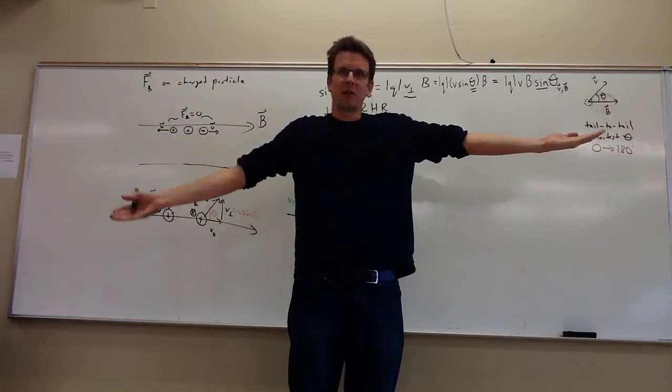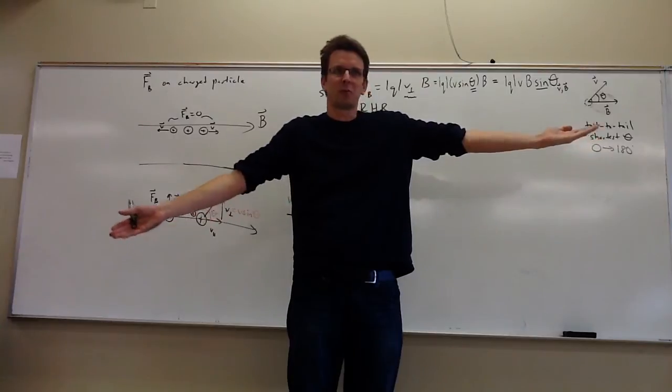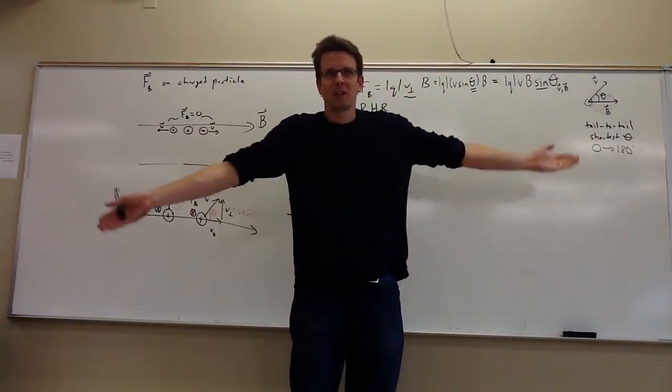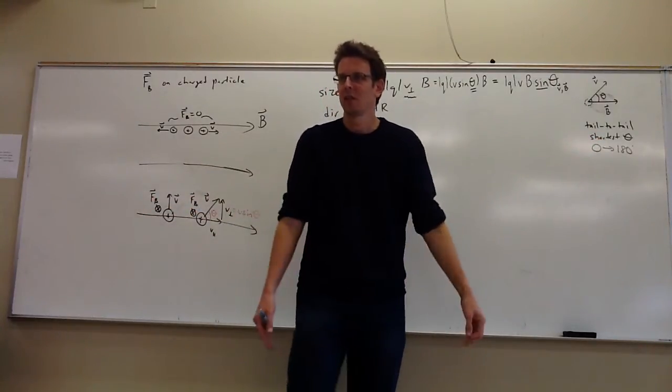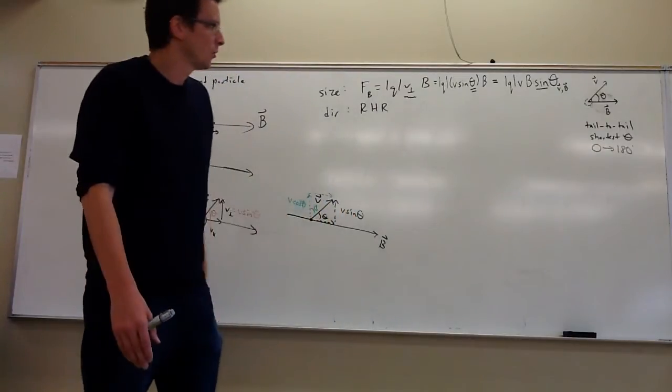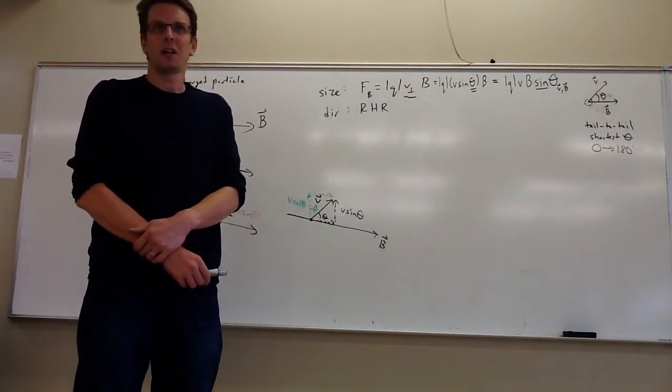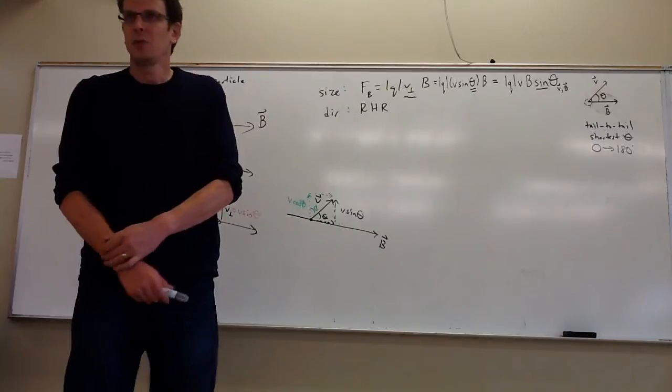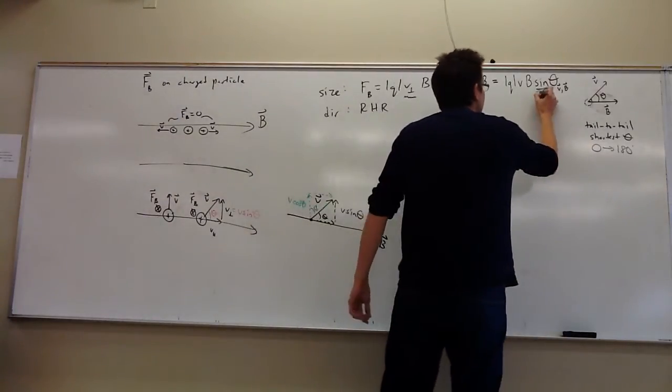Because if you kept on going, well, if you're measuring the shortest angle between them, now you should be measuring it the other way, right? So the angle's actually closing again. Okay? So those are the rules for talking about the angle between two vectors. And if you measure the angle in that way, this will always be sine.